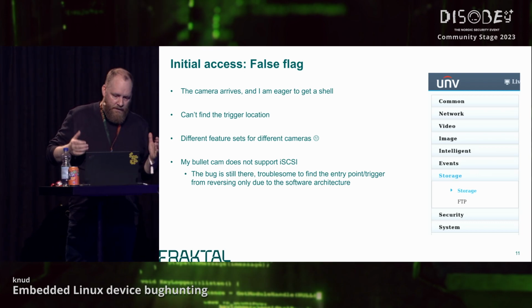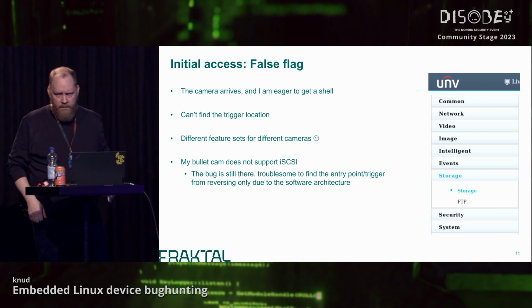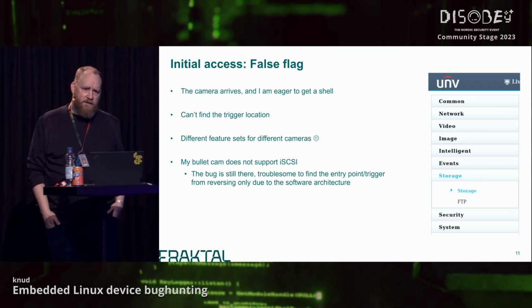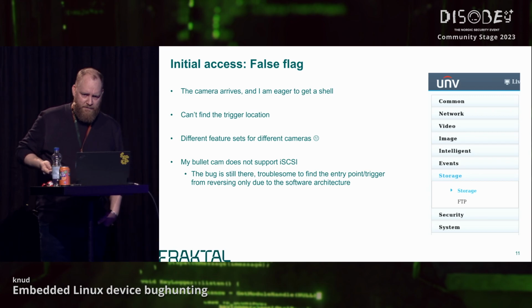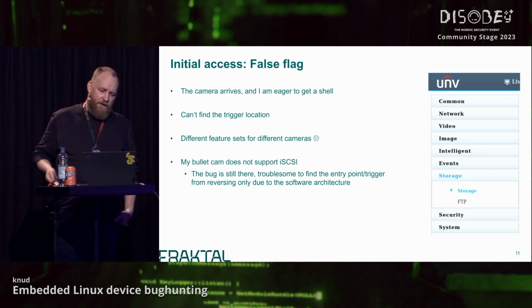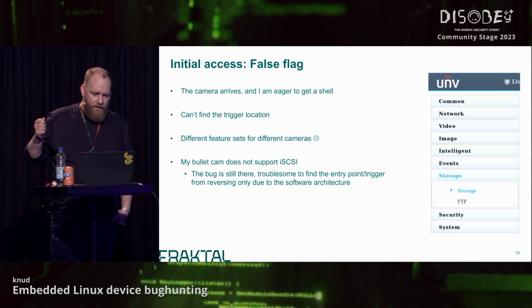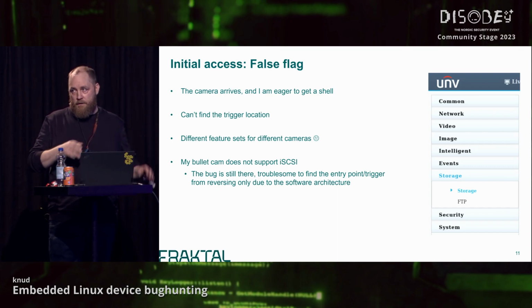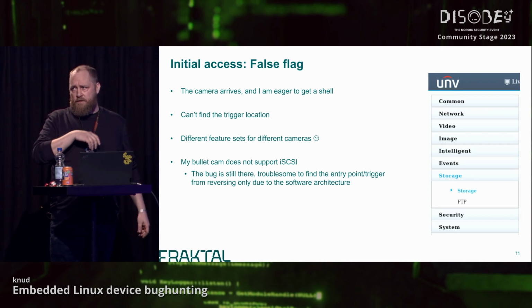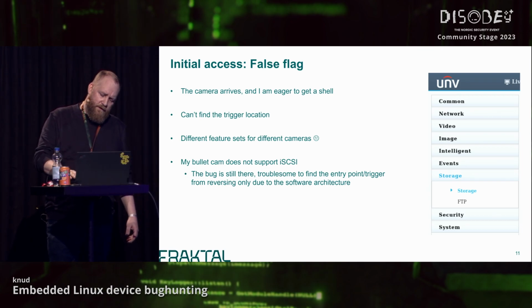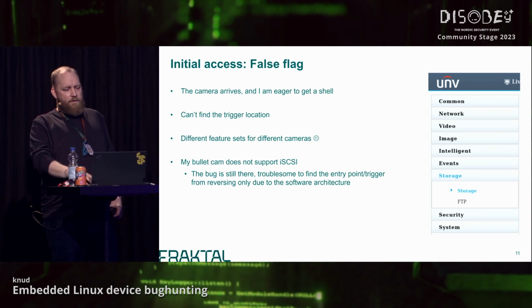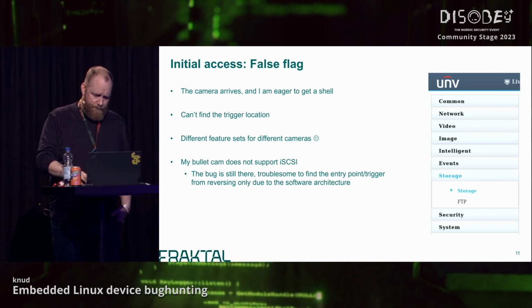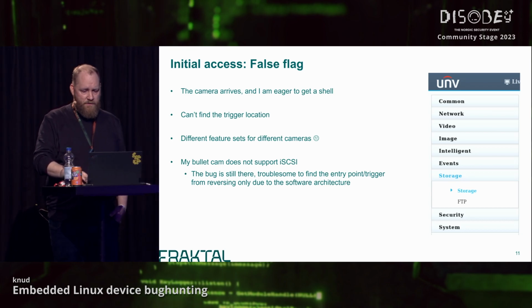And it turns out that my El Cheapo bullet cam is clearly not meant for enterprise environments where iSCSI setups are common, so it doesn't support iSCSI for the storage. And very sad. I'm not going to go into detail with that, but the way it's built, the software architecture is a bit weird, so it's not very easy to find out how to actually trigger the bug without doing a bunch more reversing, which I wasn't that interested in at that point.